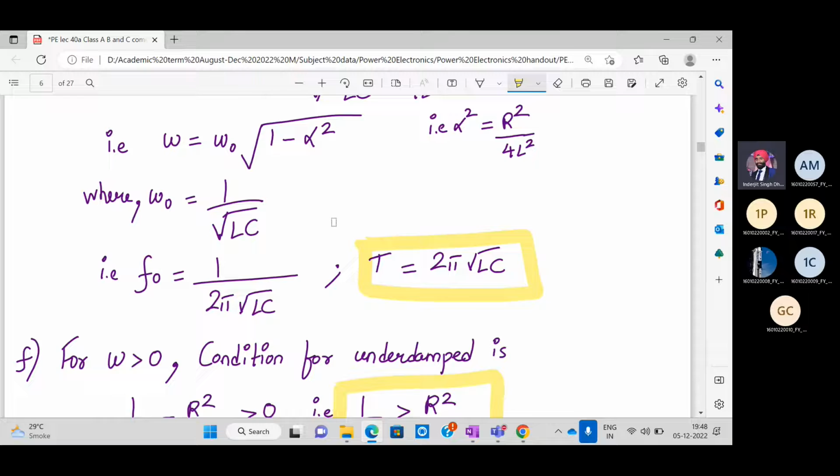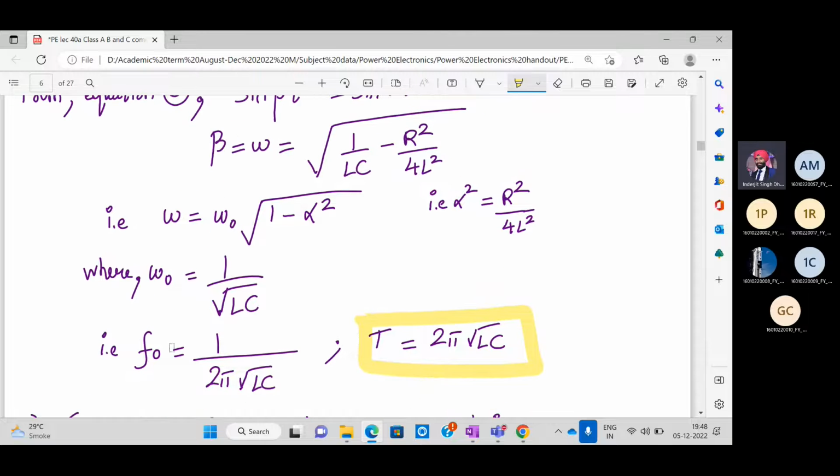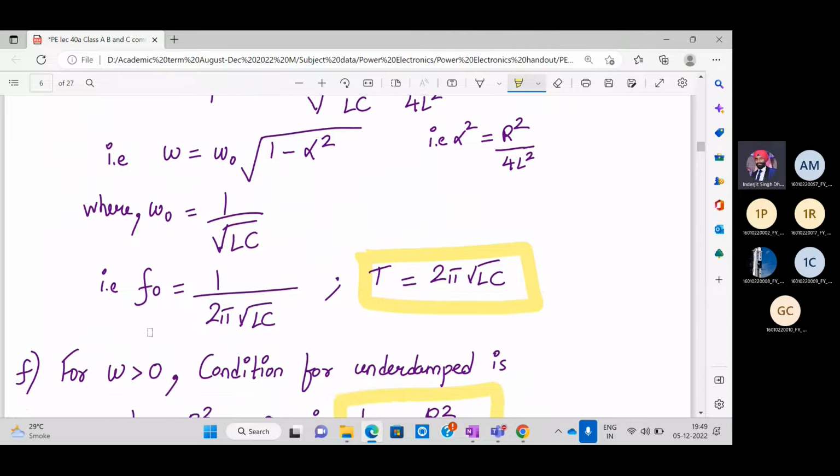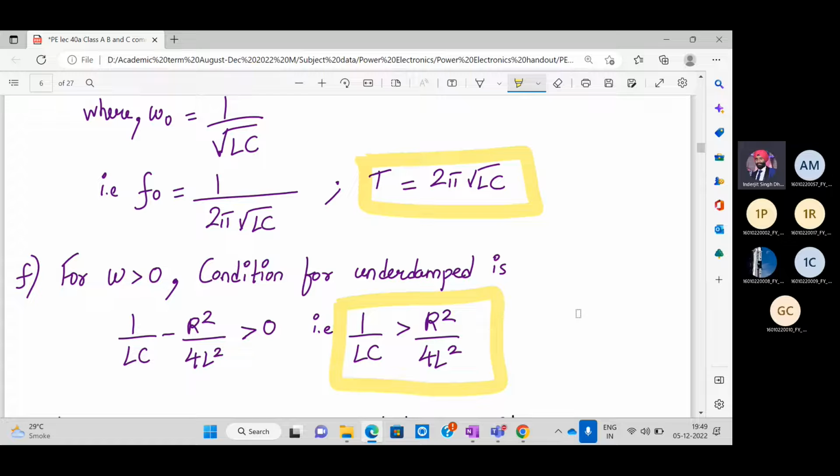So from here we have derived actually the formula for omega naught. So f naught is the frequency of oscillations. It is 1 upon 2 pi square root of LC, where T is 2 pi into square root of LC. We have already discussed this. Whatever I am writing in the box, those formulas are important. I repeat, whatever I am writing in the yellow color box, those formulas are important.